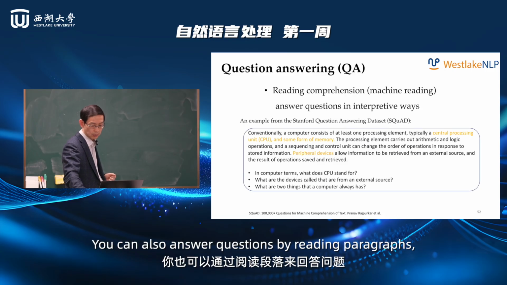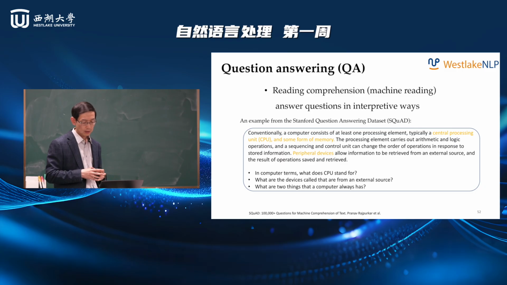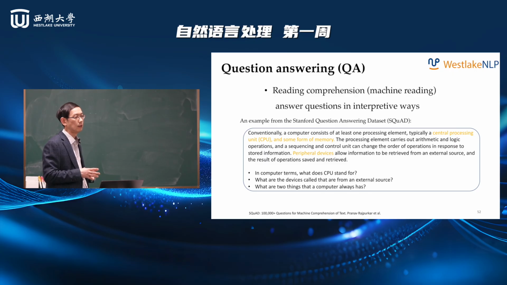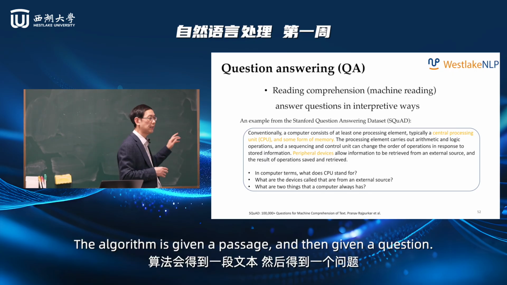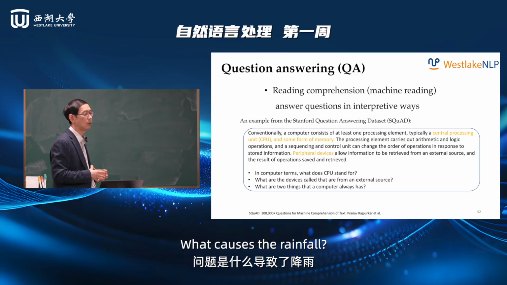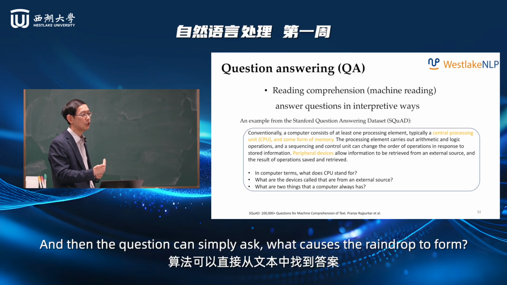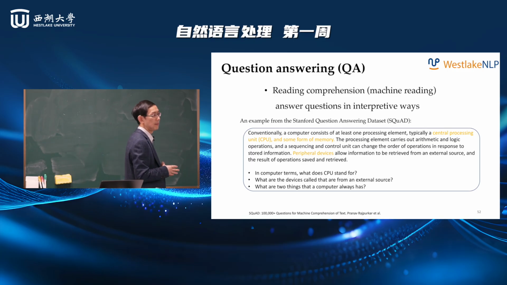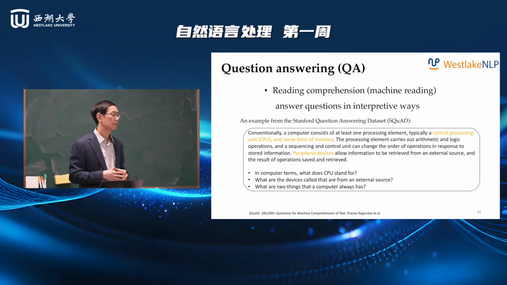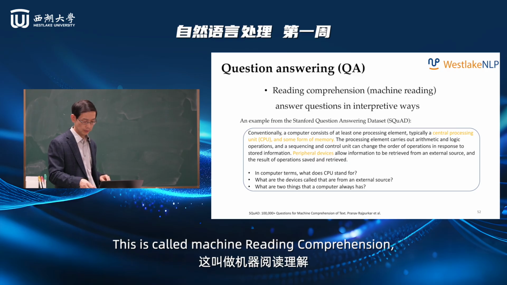You can also answer questions by reading paragraphs. One task is called reading comprehension. The algorithm is given a passage, and then given a question. For example, the passage can talk about rainfall, what caused the rainfall. And then the question can simply ask, what causes the raindrops to form? You can directly find the answer from the passage and then give it to the user. So this is called machine reading comprehension.